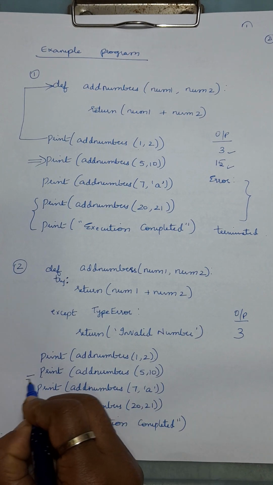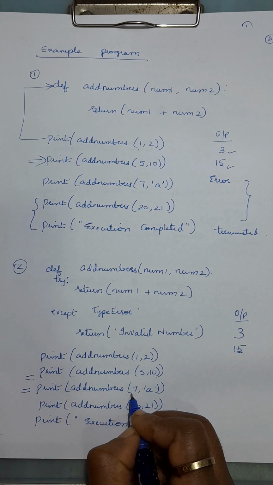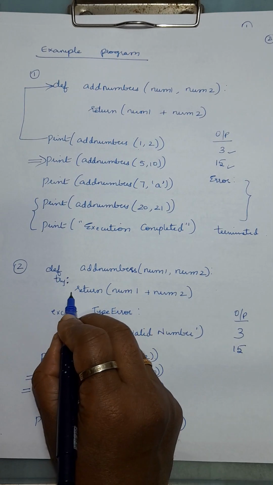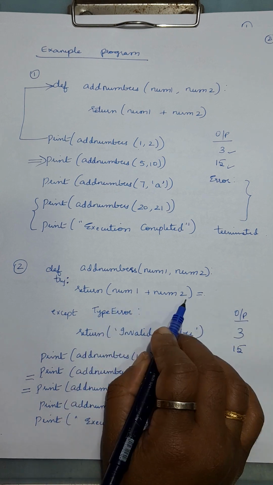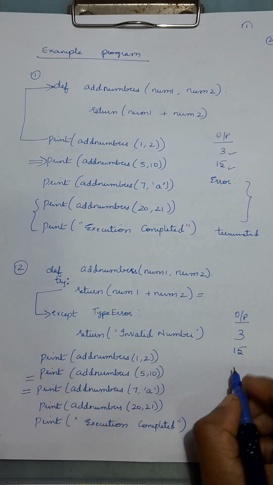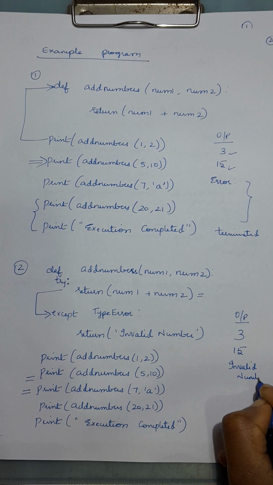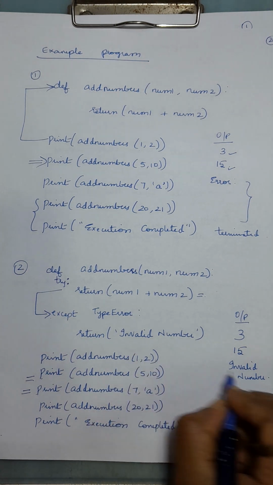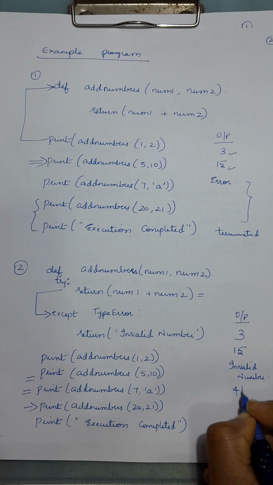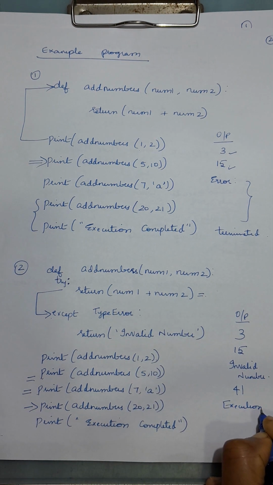See the next line, the second line, 5 and 10, I'll get 15 here. Now see the third line, 7 comma 'a'. Now it will come here. There is a type mismatch, which means it will move to the except part, TypeError. So I'll get the output as invalid number for the third function call. Then it moves on to the fourth one, 20 plus 21, I'll get 41 here. And finally, execution completed.